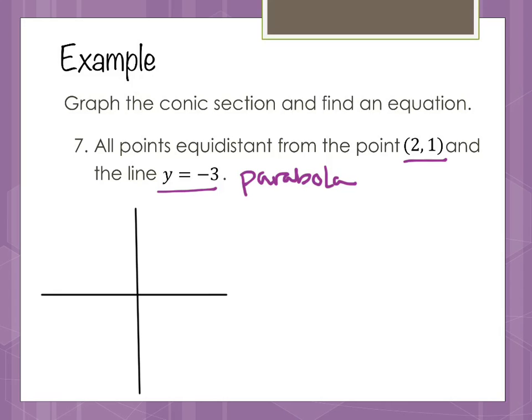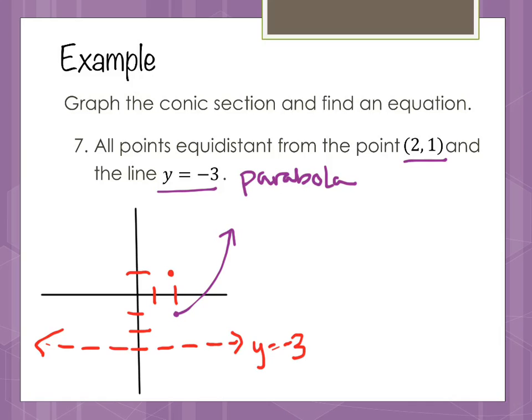I'm actually going to do the graph of it first because I have a little bit of information I can plot. So this is the point 2, 1. And then I have the line y equals -3, which makes that a horizontal line. And here is my directrix, y equals -3. Halfway between these two locations would be the vertex of my parabola, so that's this point at 2, -1.